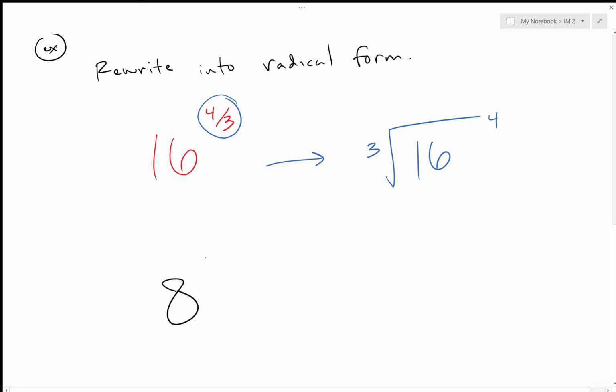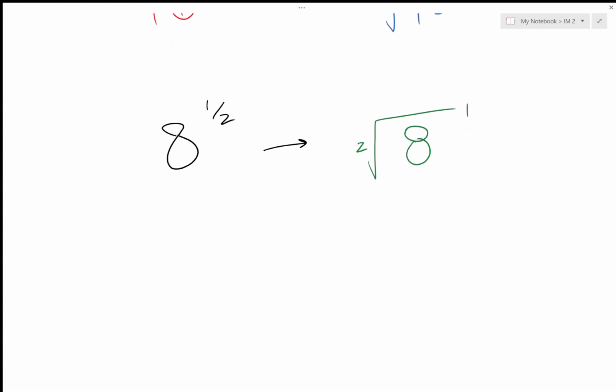Let's say we had 8 to the 1/2. We want to rewrite that into radical form again. So we want the radical symbol. The base stays inside. That's going to be the 8. Now the 1 stays where it is, and 2, the b, the bottom number, moves to the front. Now we can actually clean this up a little bit more.